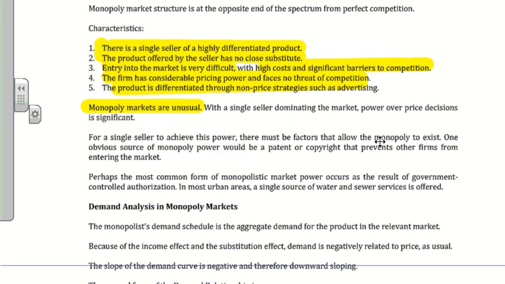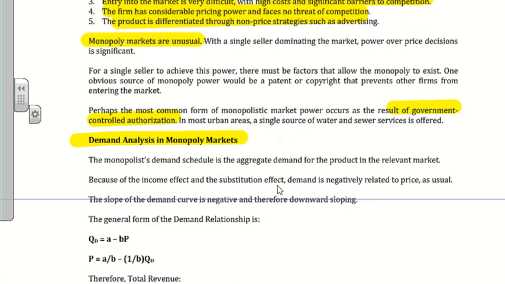Monopoly models are unusual. Okay, you have only one seller at all. Okay, often you find it as a result of things like government-controlled authorization, things like that. What's your demand analysis within a monopoly market? Okay, nice and simple. Okay, it's really just the aggregate demand for the product in the market. Okay, demand is negatively related to price as usual if there is an income and substitution impact at play. Okay, the slope of the demand curve is negative, downward sloping.